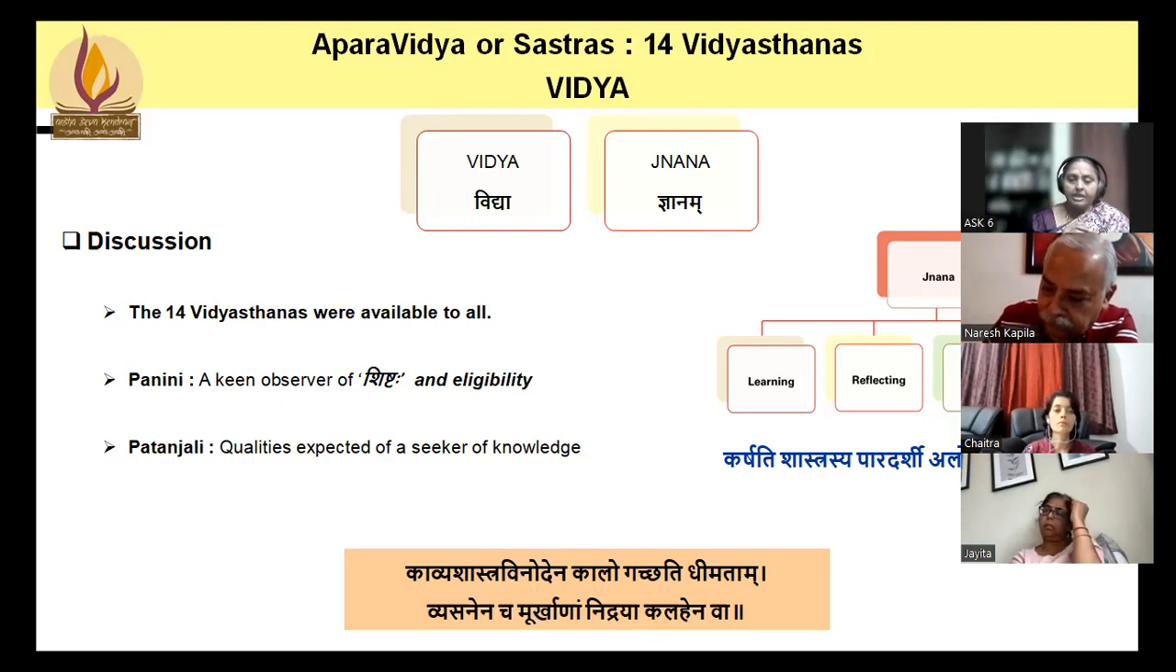And here Maharshi Panini has been a keen observer of Shishta. Who is a Shishta? Who is eligible for learning anything? And Patanjali Maharshi says, a person who does not worry about where his next meal comes from is eligible. He will become an expert in one of the Chaturdasha Vidyasthanas. So here he says, Karshati Shastrasya Paradarshi Alolupaha Kumbhidhanaha. This Kumbhidhana means they used to carry a small pot to collect grains for one meal only.